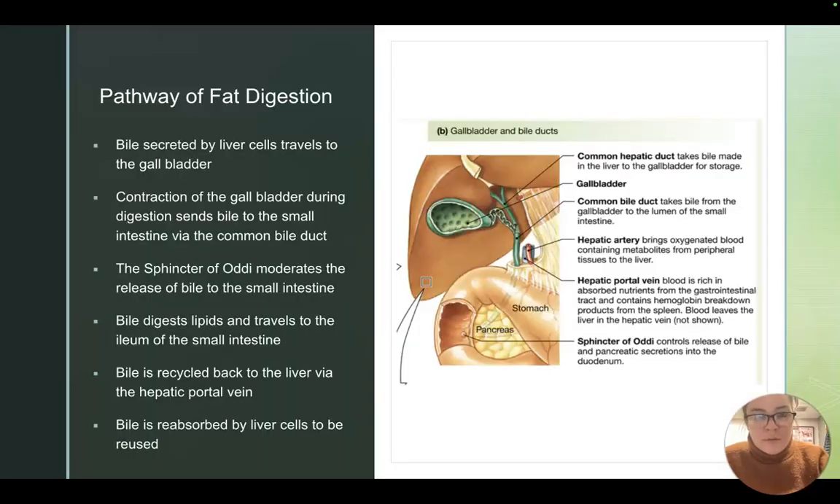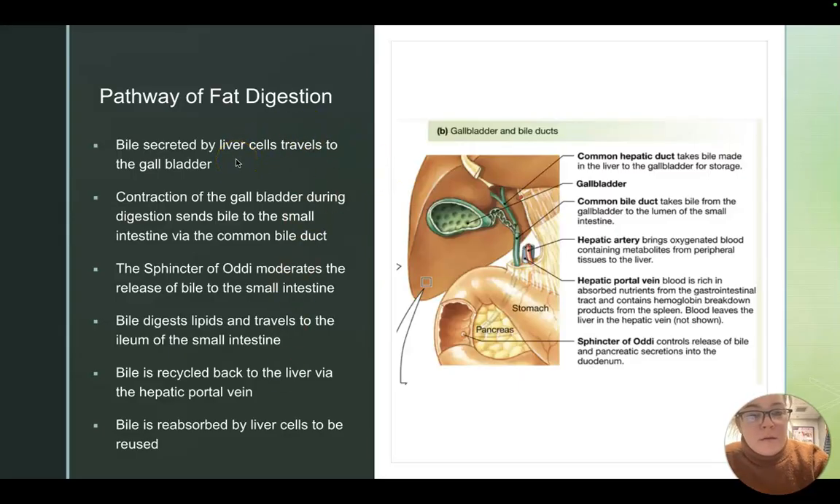First of all, I want to start with a discussion of the basic anatomical components of fat digestion and the different parts of the digestive system that are involved in fat digestion. So I included a diagram just to show the basic components, but just wanted to give a quick description of what each of them accomplish.